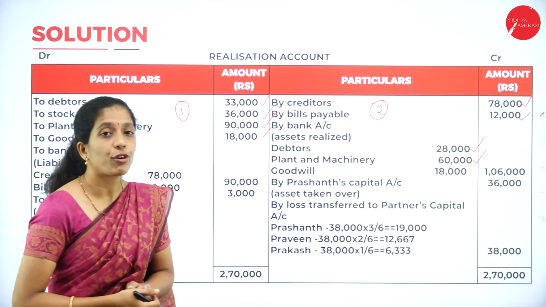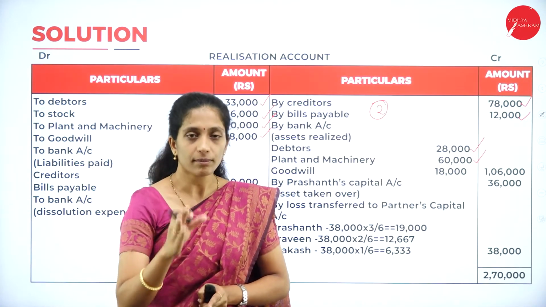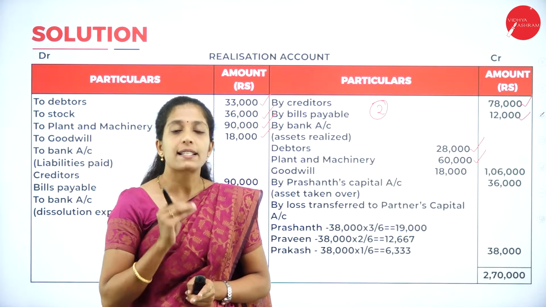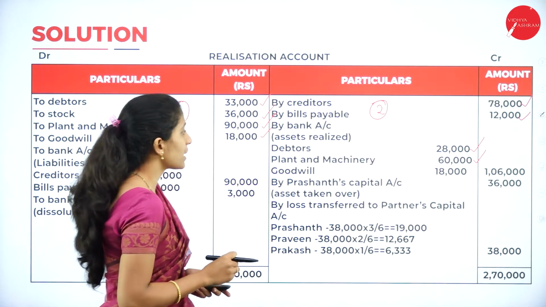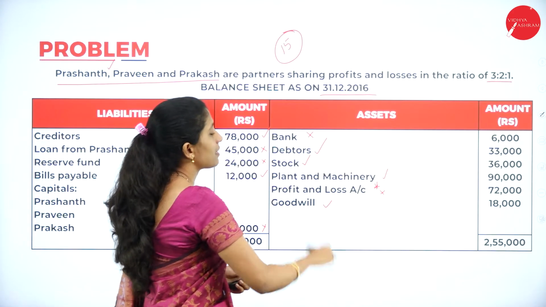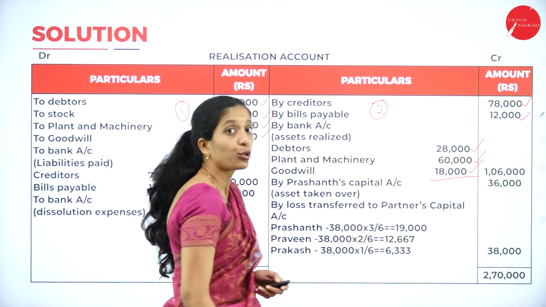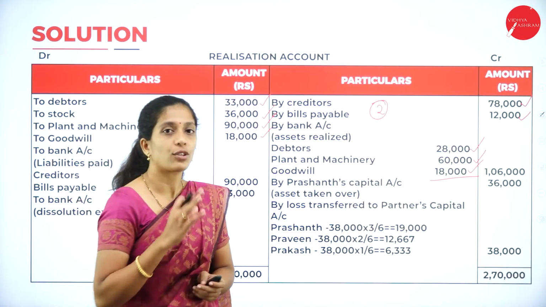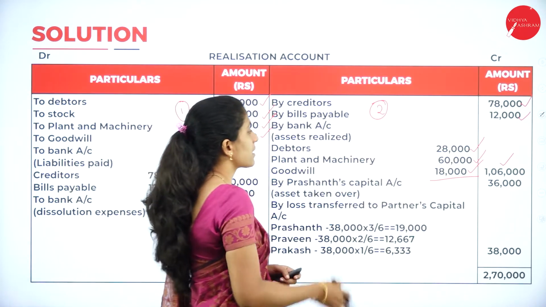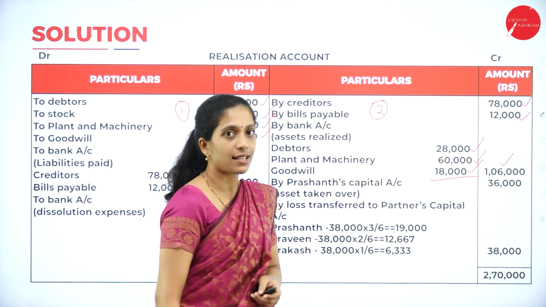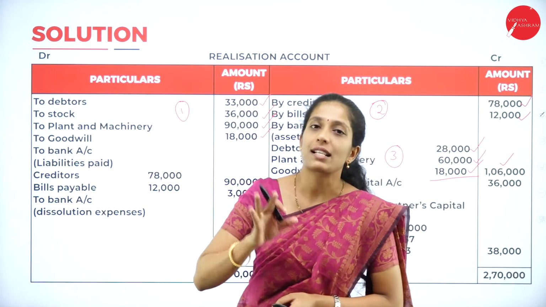But they have not given any information about goodwill. So here goodwill has not been sold or goodwill is not taken over by the partner. So they have not given any information. In such situation, it is assumed that goodwill has been sold at its original value. Now if you see the value of goodwill, goodwill is how much? 18,000. So we shall take that goodwill 18,000, assuming that goodwill has been sold at its original value 18,000. So how much will you get? 1,06,000. When you add 28,000 plus 60,000 plus 18,000, you'll get 1,06,000. So this is your third step, that is for assets sold. So here assets have been sold.